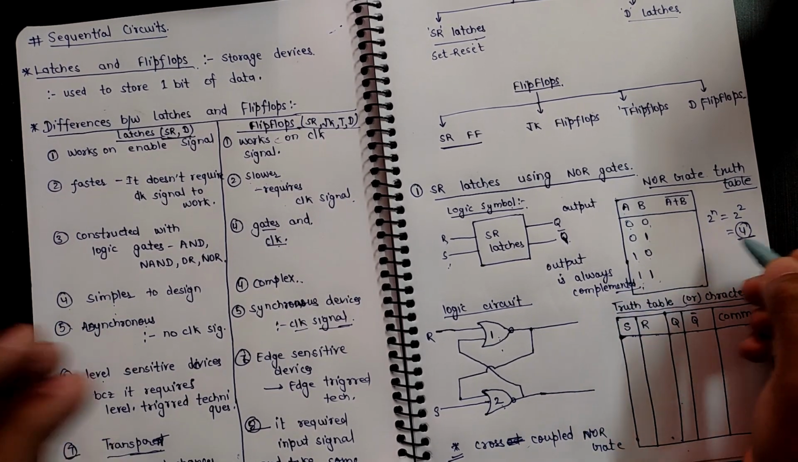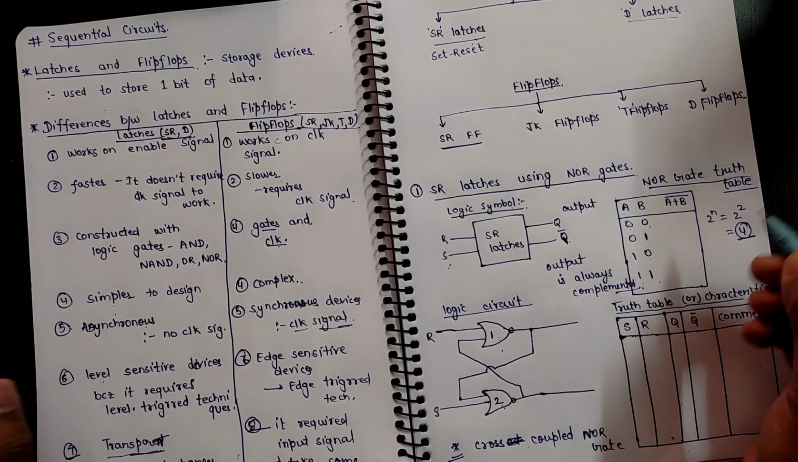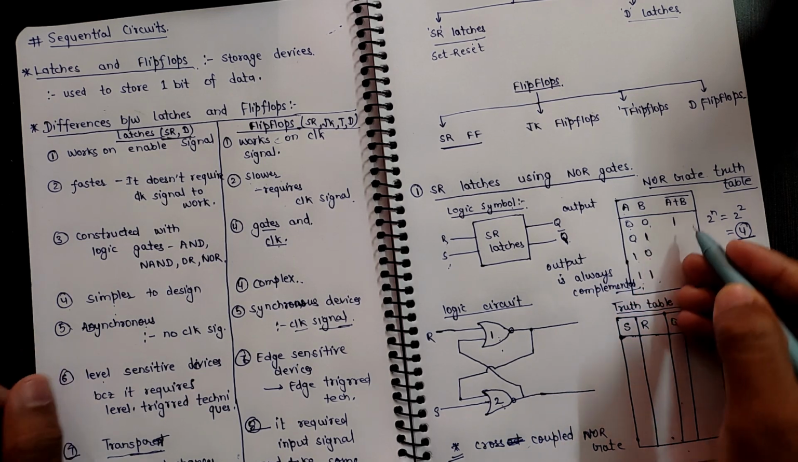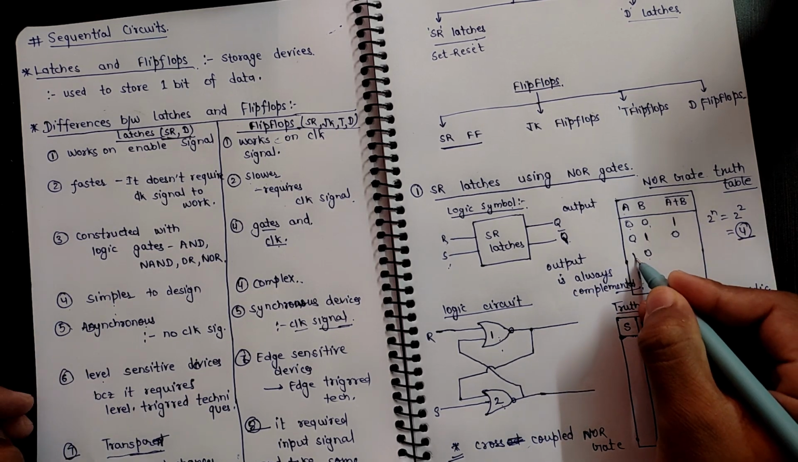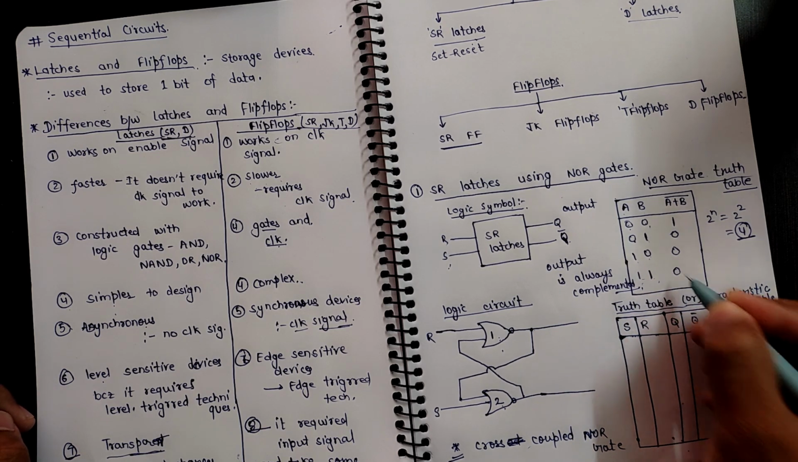Now if we do the NOR gate truth table, we know that 0 plus 0 is 0 and its complement is 1. 0 plus 1 is 1, its complement is 0. 1 plus 0 is 1, its complement is 0. 1 plus 1 is 1, its complement is 0.